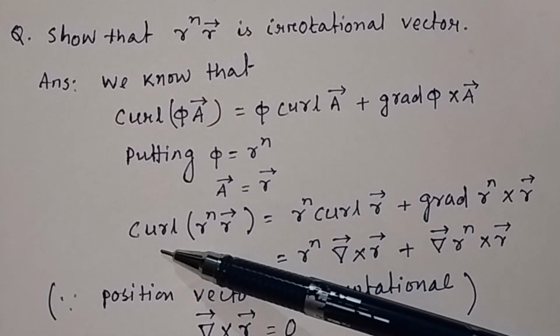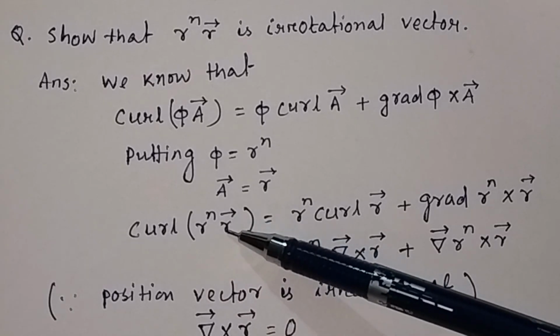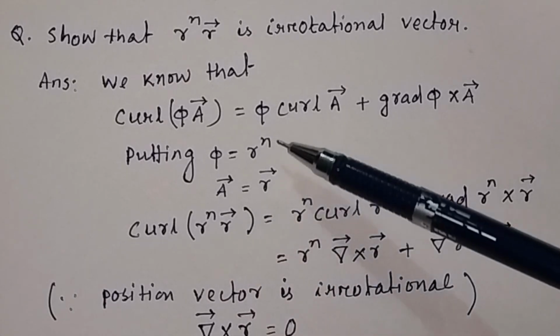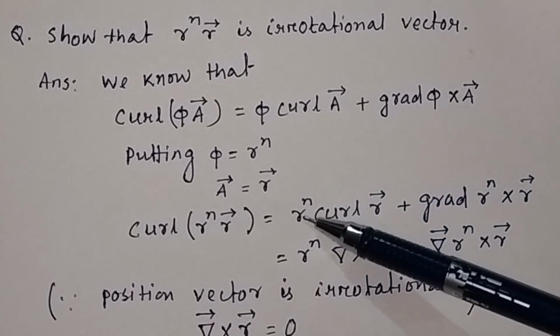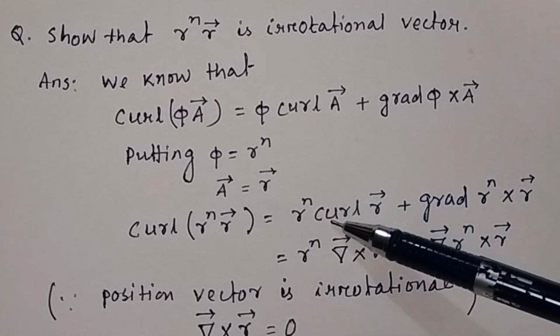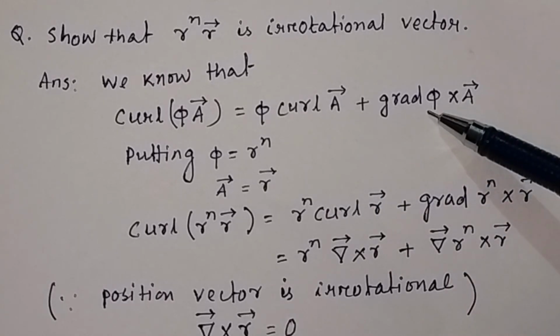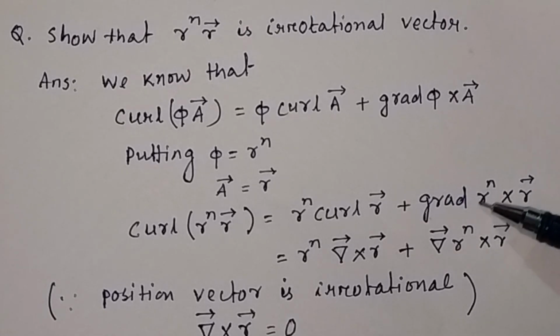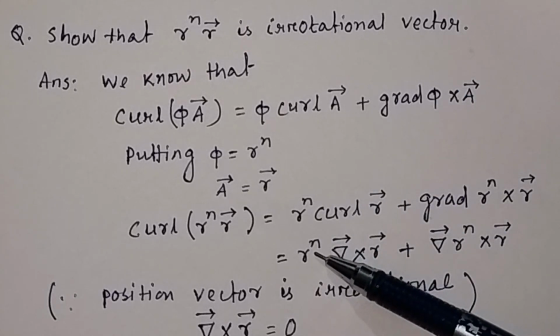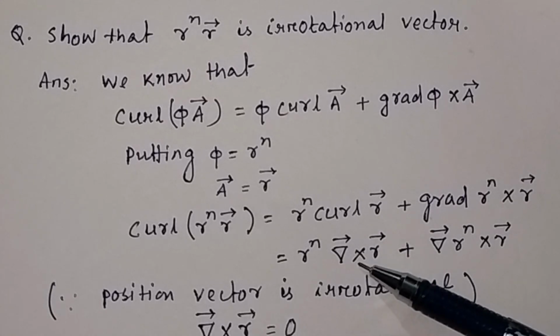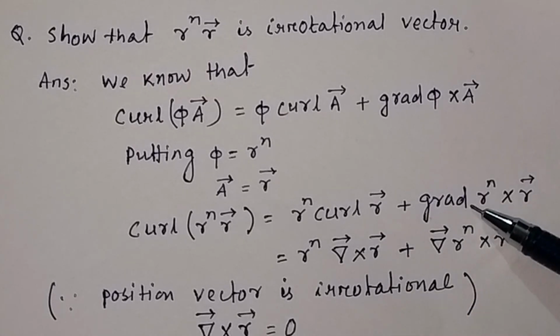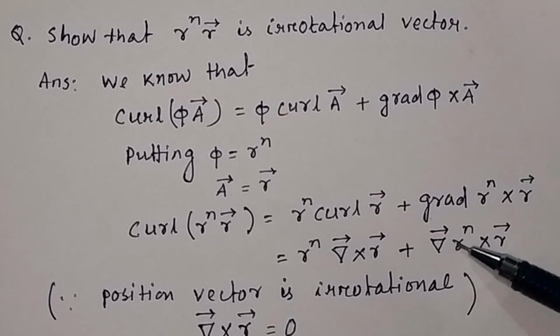Curl phi A will be equal to curl of r to the power n into r vector, and using this formula, this will be equal to r to the power n, because phi we have taken as r to the power n, then curl A or curl r vector, plus grad phi cross A, that means grad r to the power n cross r vector. And if you write in terms of the del operator, this will be r to the power n, curl r vector is del cross r, plus grad r to the power n is del of r to the power n cross r vector.